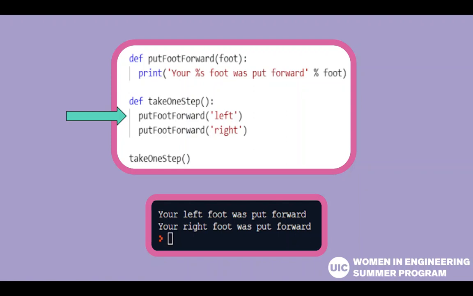And in this case, whenever we take one step, we are going to put the left foot forward first, and then the right one. And whenever you send that information to this function, it is just going to print that information with the kind of foot that you sent to put foot forward. And this is how it looks like in your output screen.